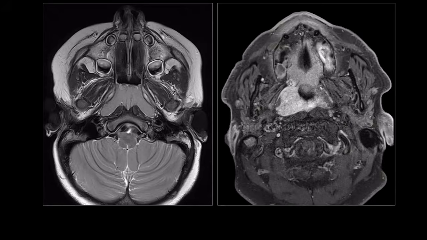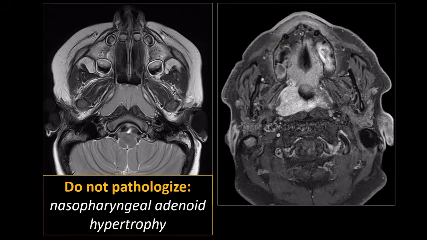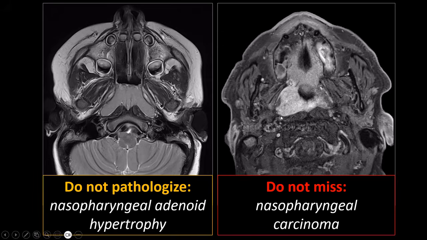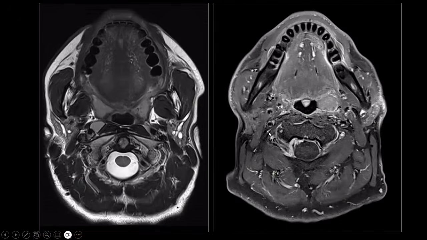Be able to make a quick distinction between things you shouldn't pathologize, like nasopharyngeal adenoid hypertrophy in the nasopharynx, which is most frequent in children, from a nasopharyngeal carcinoma, as you can see over here, which will be asymmetrical and generally seen in older patients.